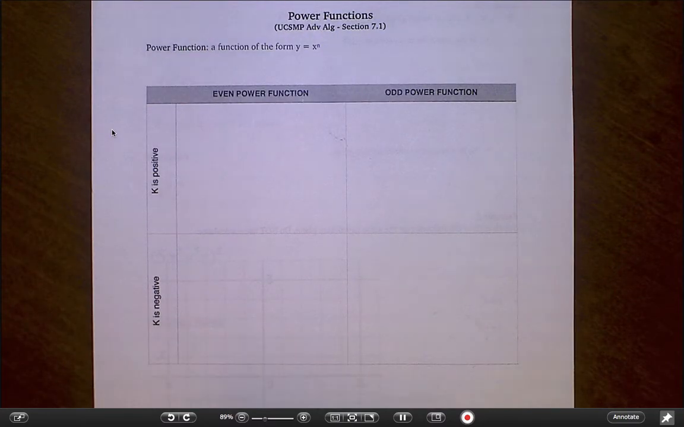Everyone. Today we are going to kick off Chapter 7. Chapter 7 is all about powers and exponents, and this first lesson is kind of a standalone lesson, but it focuses on something called power functions.